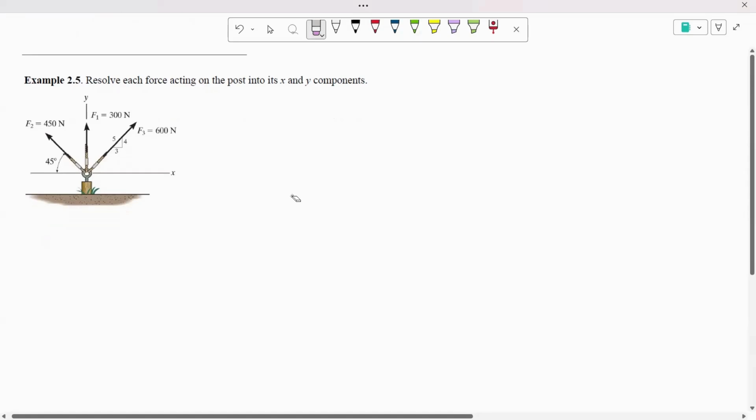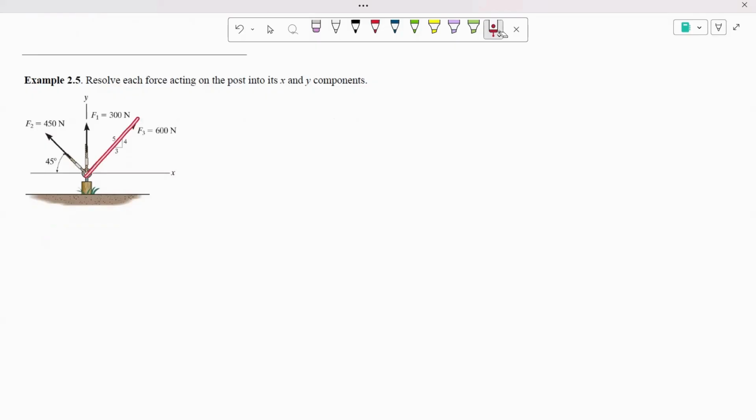Hello everyone, today we're going to be working on example 2.5, and this example is asking us to resolve each force acting on the post into its x and y components. So we're going to take each of these three forces, and instead of them being vertical or at an angle, we're going to find their x and y components, so their vertical and horizontal components.